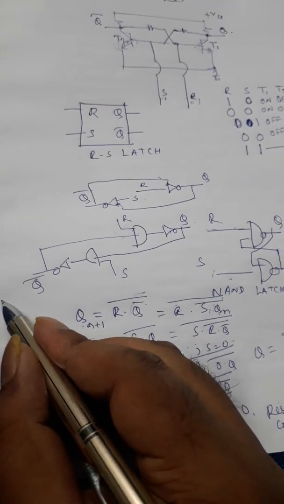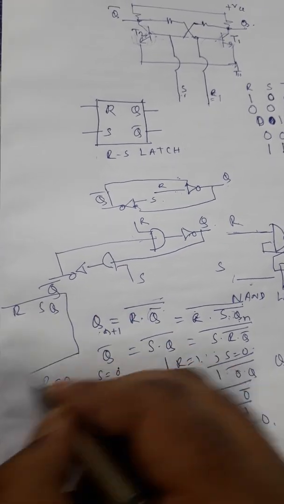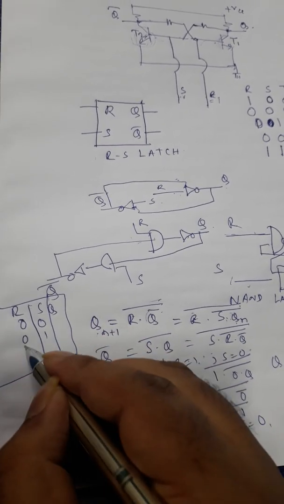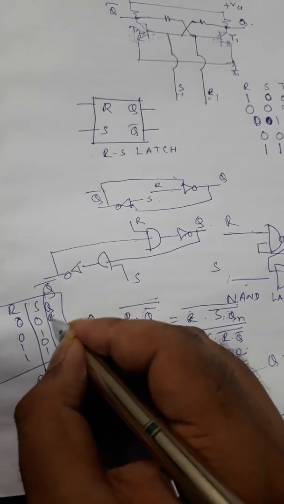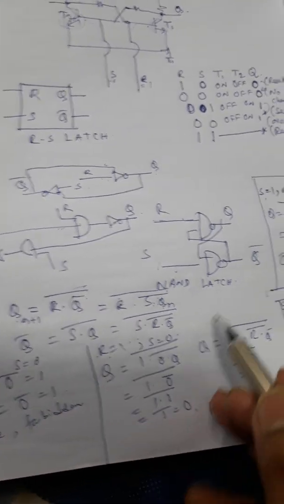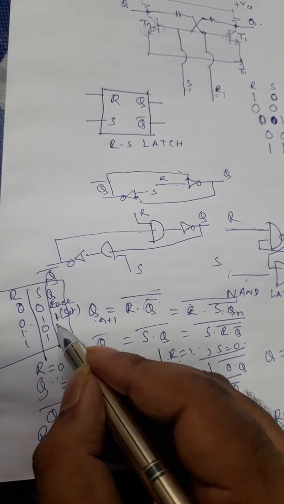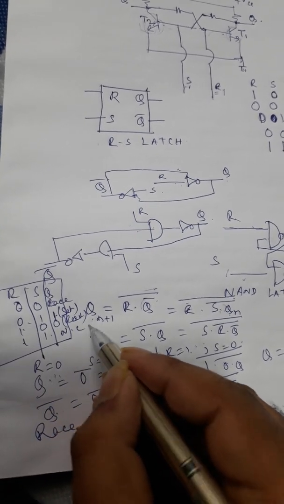So now we can write the truth table of the NAND latch, because we have understood it: R S Q. Now if you write it, 0 0, 0 1, 1 0, 1 1. With 0 0, what we have found? Race condition. So we write here, race. With R0 S1, we found the set condition, that is 1. We write here set. With R1 S0, this was the reset condition. With R1 S1, this is the no change condition, right?